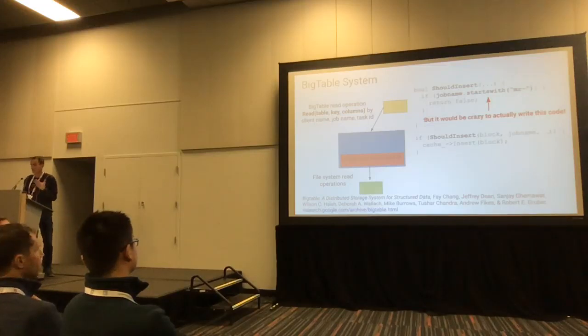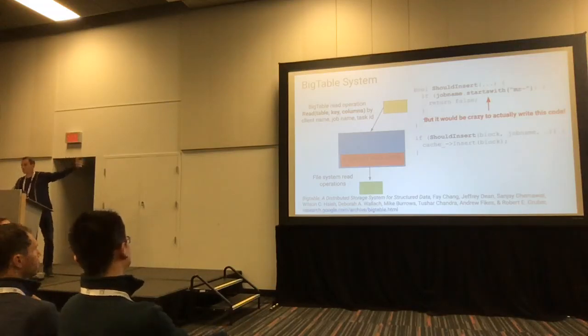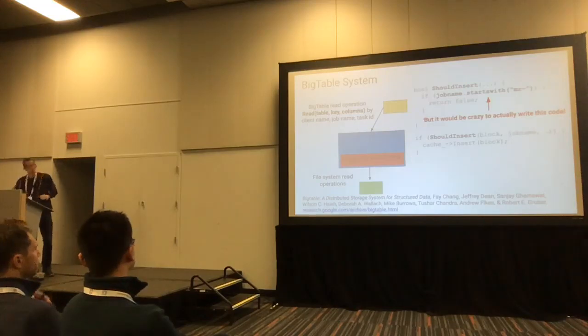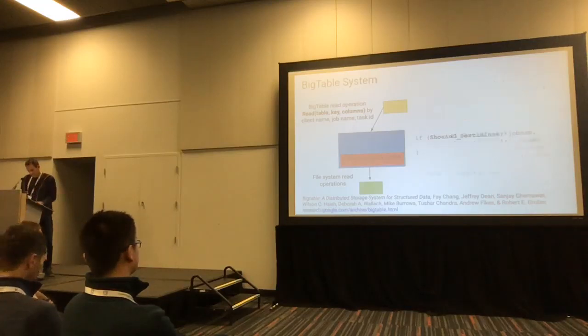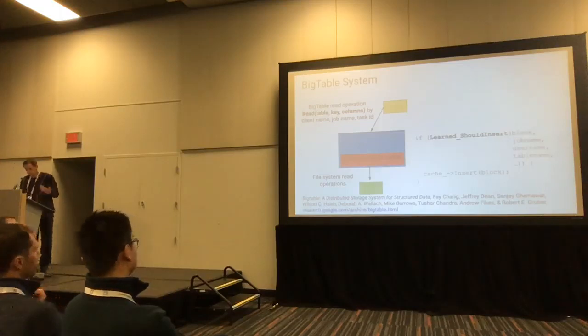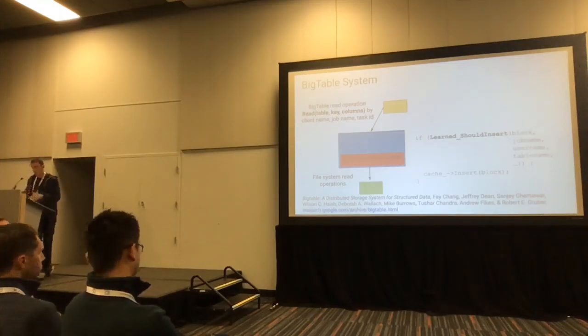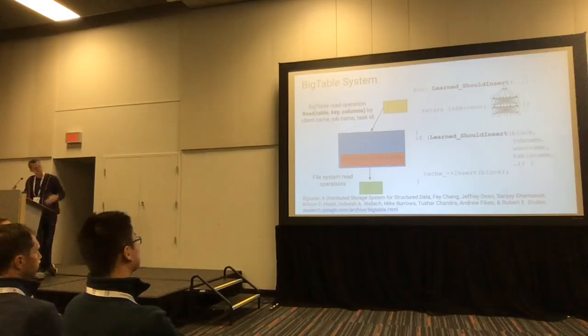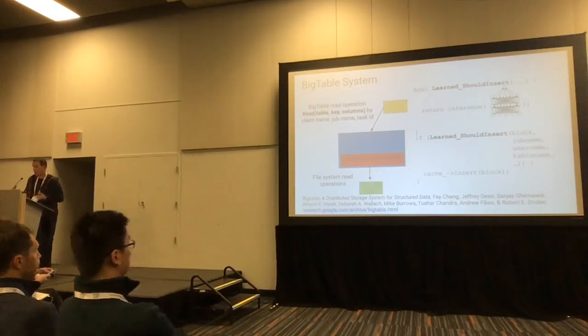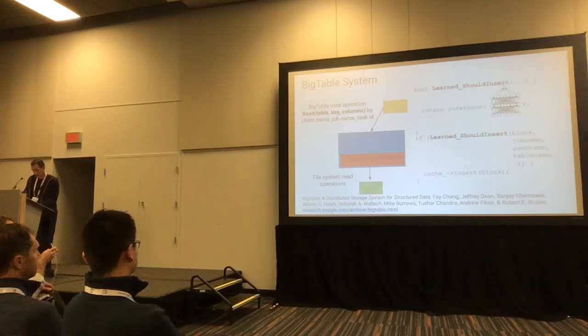And it's through learning that we're going to be able to get behaviors like this that adapt to particular additional information that is available when you're making these read operations, that you would never actually write a heuristic in a hand-coded way to take advantage of. So the way we're going to do this is we're going to say if learned should insert with a bunch of additional contextual arguments like the name of the job, maybe the name of the user, the name of the table, and then we're going to return inference of some model. And that is how we're going to be able to take advantage of this additional information that is not directly related to the decision of which block, but is also available at the point at which we're making these decisions.